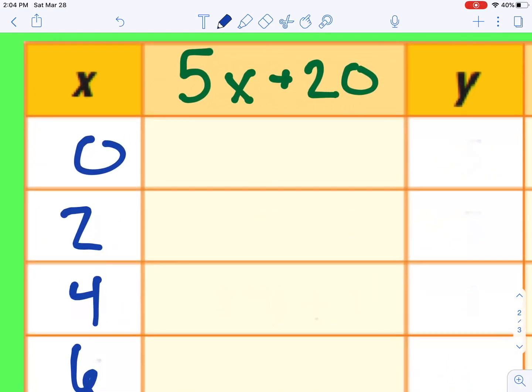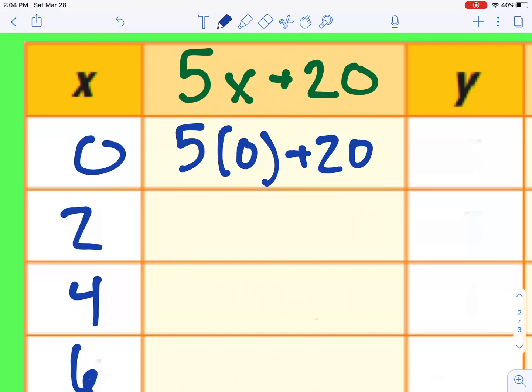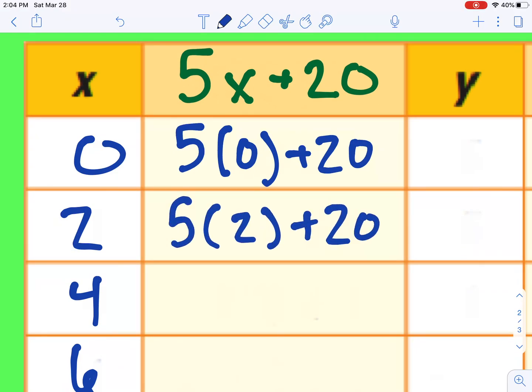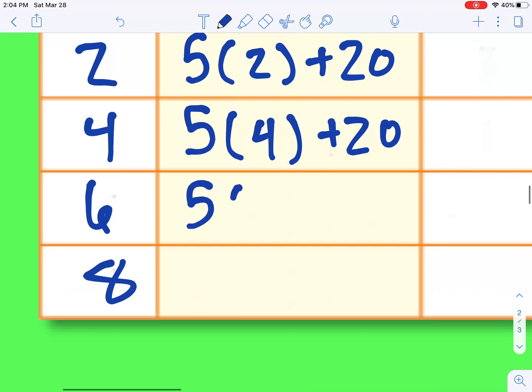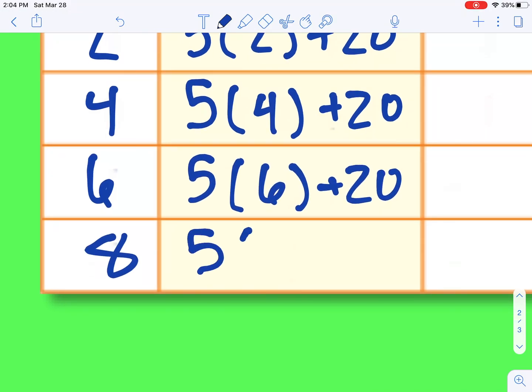I'm going to go ahead and substitute them in. So I got 5 times 0 plus 20. 5 times 2 plus 20. Notice how the only thing that's changing is our x value. 5 times 4 plus 20. 5 times 6 plus 20. And then 5 times 8 plus 20.